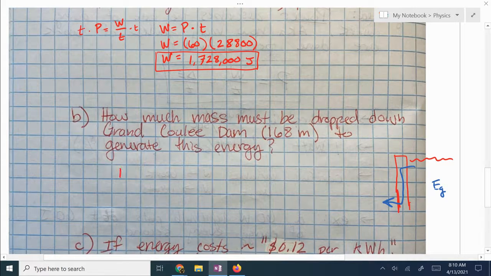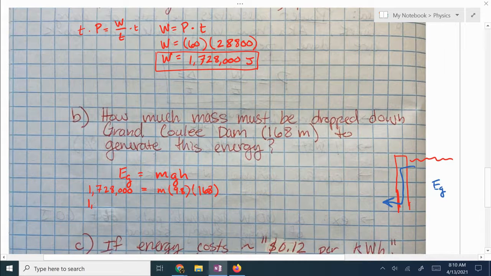So gravitational energy is equal to mgh. We need to get at least 1,728,000 joules worth of gravitational energy. We are looking for how much mass we need to drop down there. How much water basically do we need to release? And it's 168 meters tall.